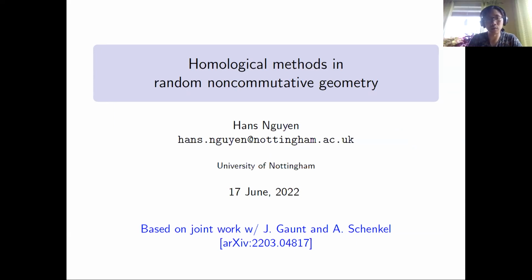So yeah, I would like to thank the organizers for letting me speak here today. This is a joint work together with James Gaunt, who was actually the one who was supposed to speak here today, and with Alex Schenkel. By the way, can you see the mouse cursor? Perfect. Okay, good. All right, so then we'll start.